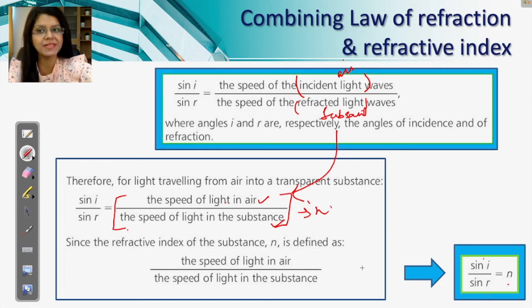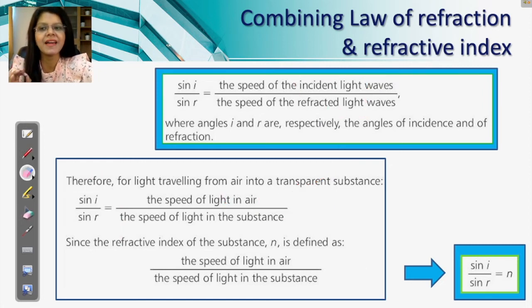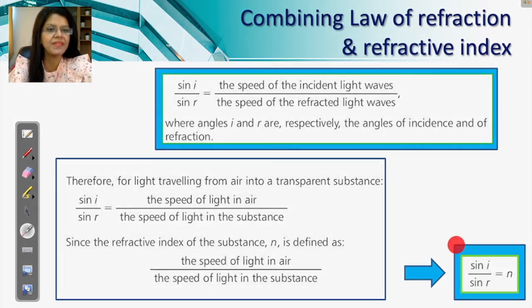So I am going through it again. I summarized it again so that it can clarify all your doubts and you can understand it well. Right? So when we combine these two equations, the law of refraction together with the formula for refractive index, we get that sine I over sine R is equal to the refractive index of the substance.